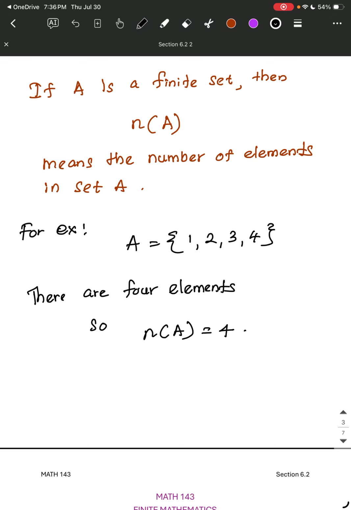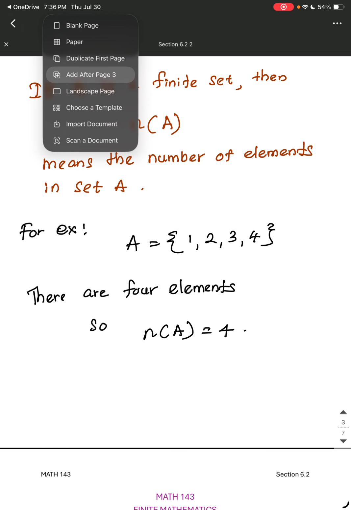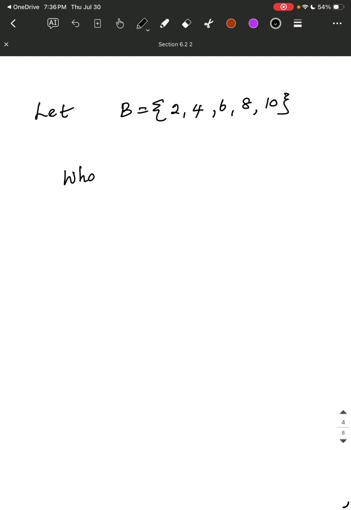Okay, let's go for the next example quickly. Let set B contain 2, 4, 6, 8 and 10. What is n(B), the number of elements in set B? The number of elements in set B is 5. Just count how many elements are present in set B.